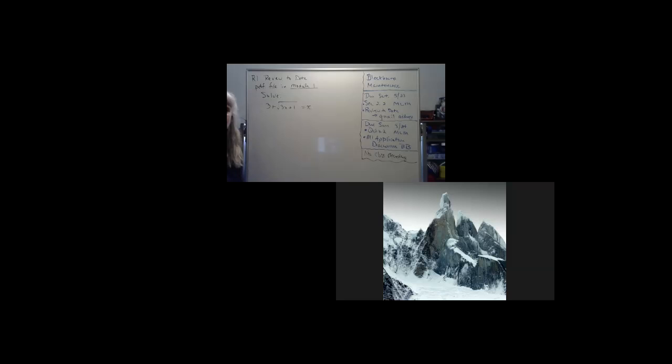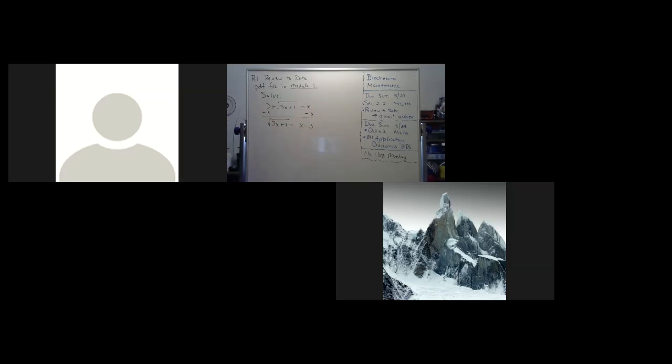Okay, help me solve it. What do we need to do first? What's our first step? Isolate the radical. So let's move that 3 to the other side. That's going to give us the square root of 3x plus 1 is equal to x minus 3. Good. Now what? Square both sides. Fantastic. Thank you.